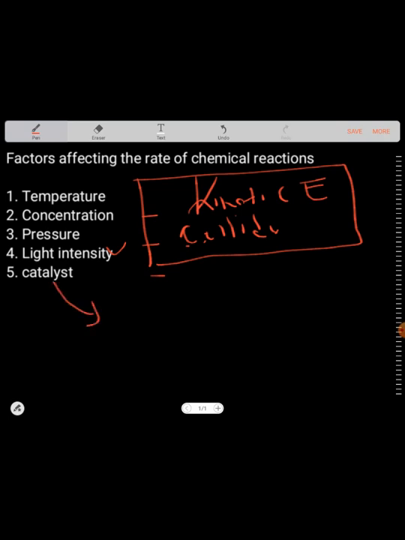A catalyst. How does a catalyst affect the rate of a chemical reaction? A catalyst has no effect on the chemical reaction, but it lowers the activation energy.